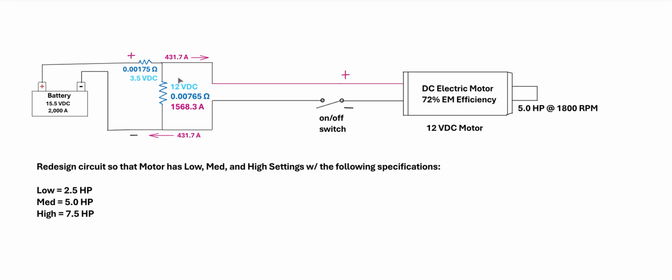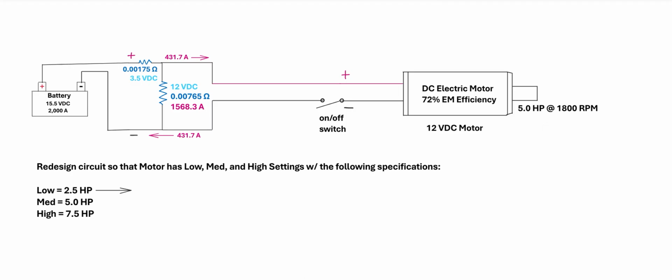So the first step is to focus on this parallel resistor here, which is dropping current. The remaining current, 431.7 amps, goes to the motor, pushed by 12 volts to then yield, at 72% electromotive efficiency, 5 horsepower at the motor output drive.